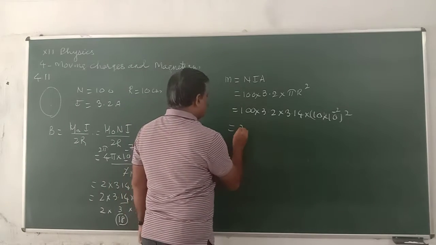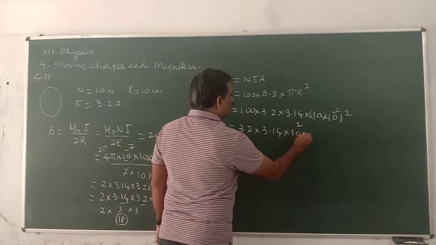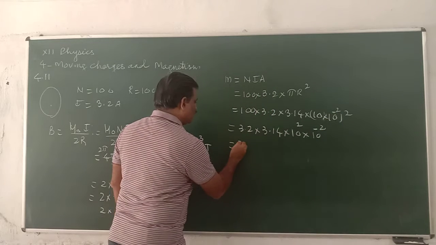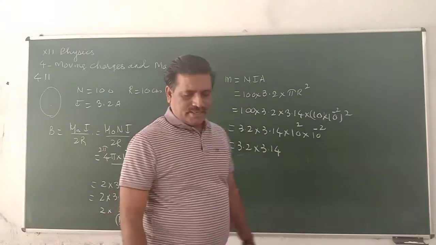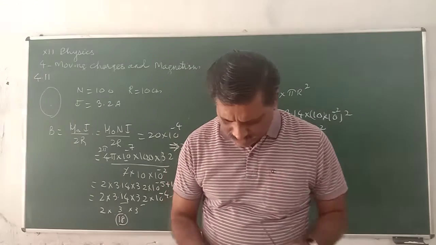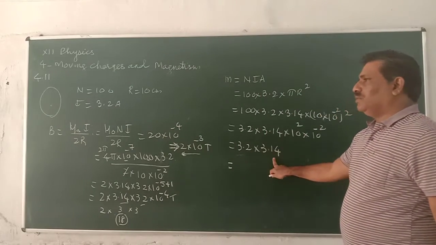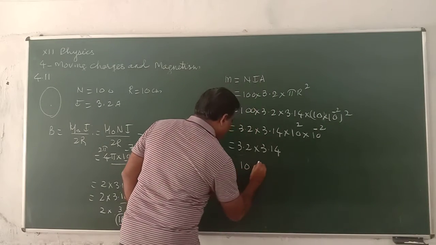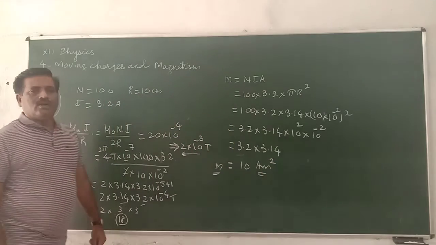Let us see. 3.2 into 3.14, 10 raised to 2, and then 10 raised to minus 2. So it becomes 3.2 into 3.14. Approximately it becomes M equal to 10. If you check, this is 3 and this is 3, 9, which is going to 10. This is 10 ampere meter square, the magnetic moment of the coil.